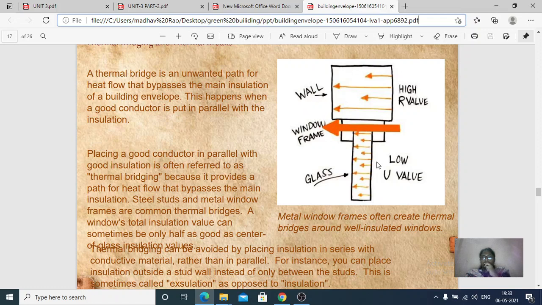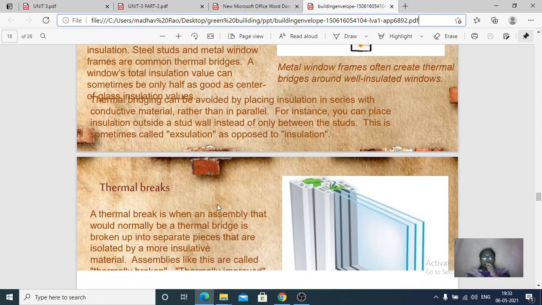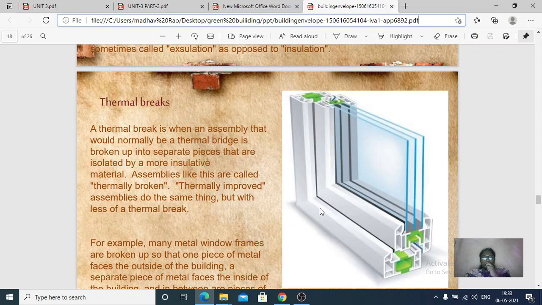Whenever you do the insulation for a high performance building, a high performance wall, you should have high R values and you should have low U values here. So right, here you can see the glazed one.